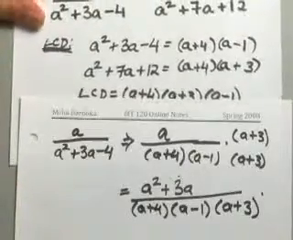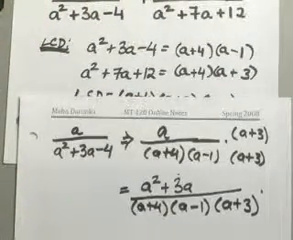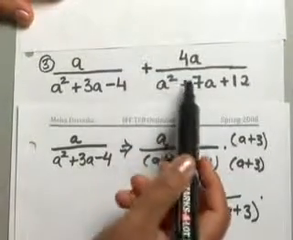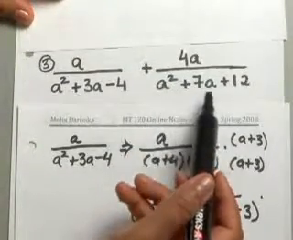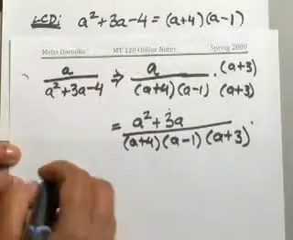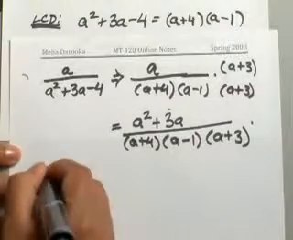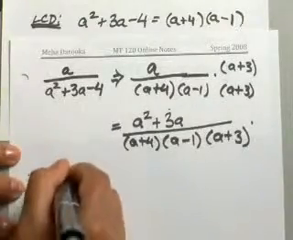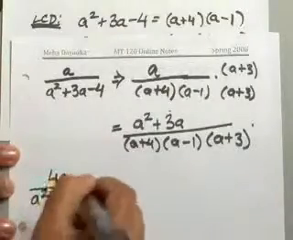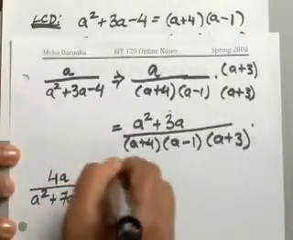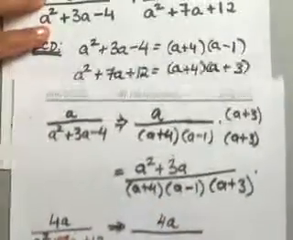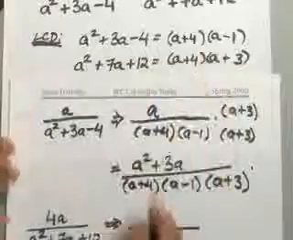You want to try and do the same thing for your second rational expression. So you'll take 4a over a squared plus 7a plus 12 and do the same thing with them. So let's see. 4a over a squared plus 7a plus 12. Go ahead and rewrite your denominator in its factored form, which will be a plus 4, a plus 3.